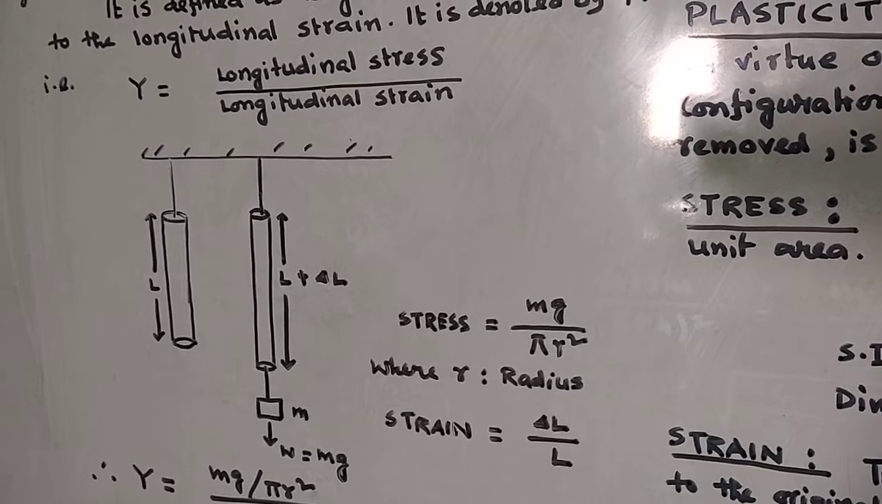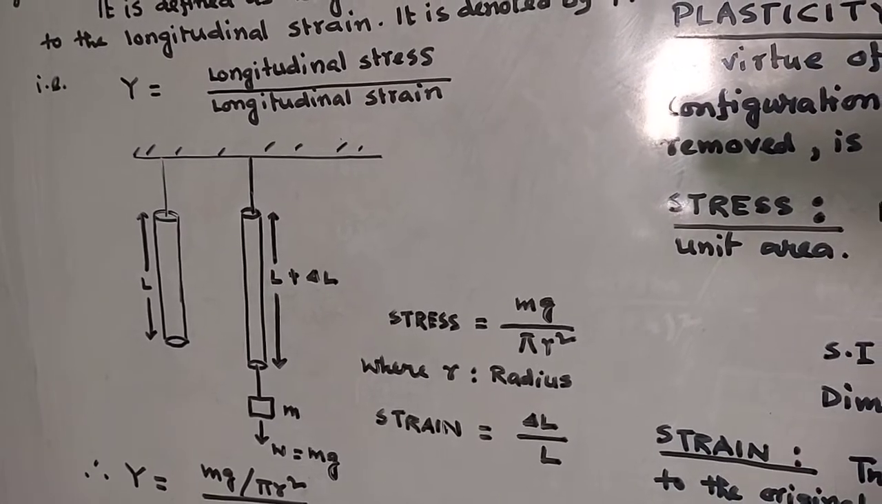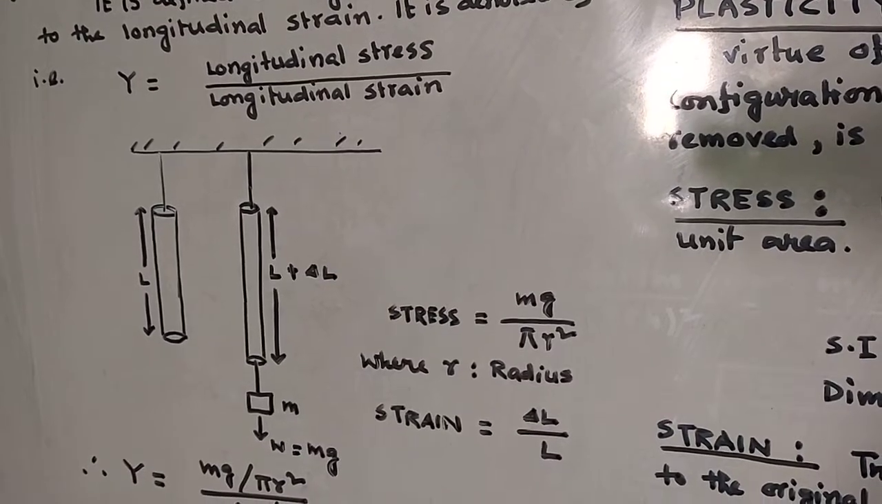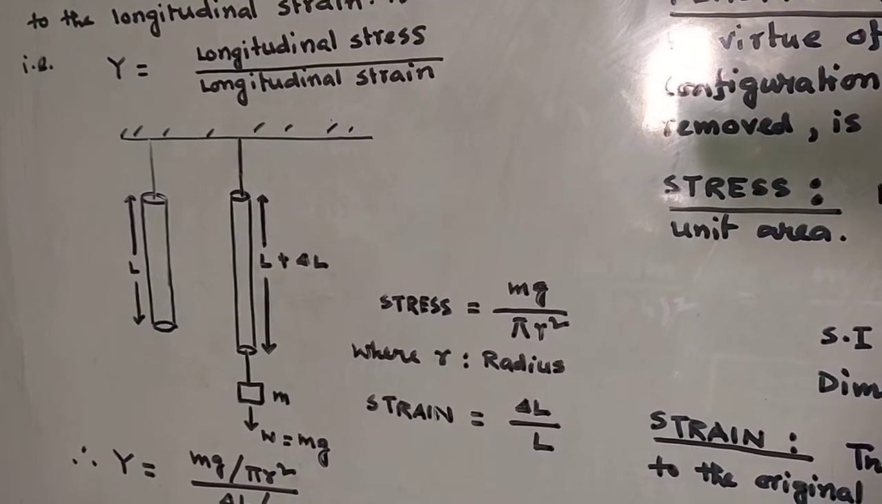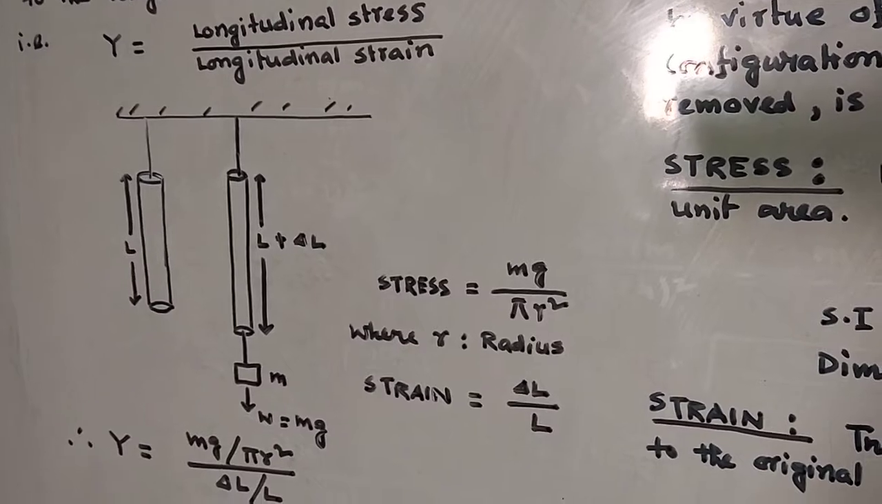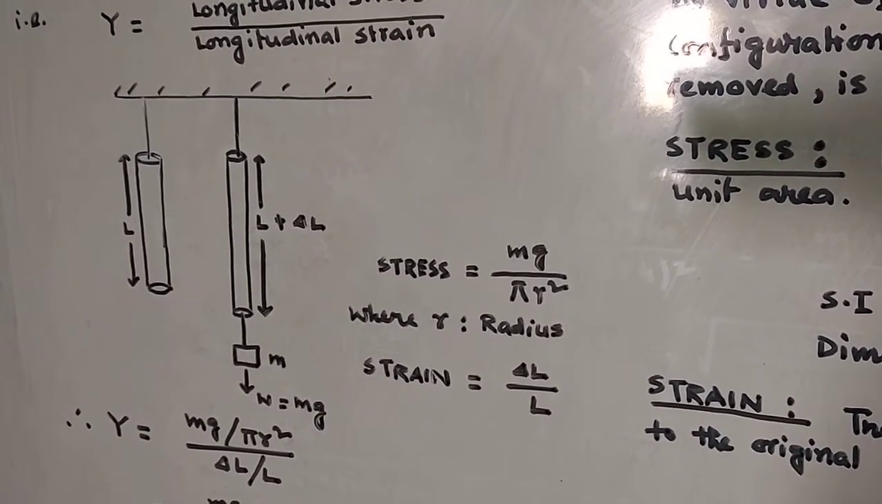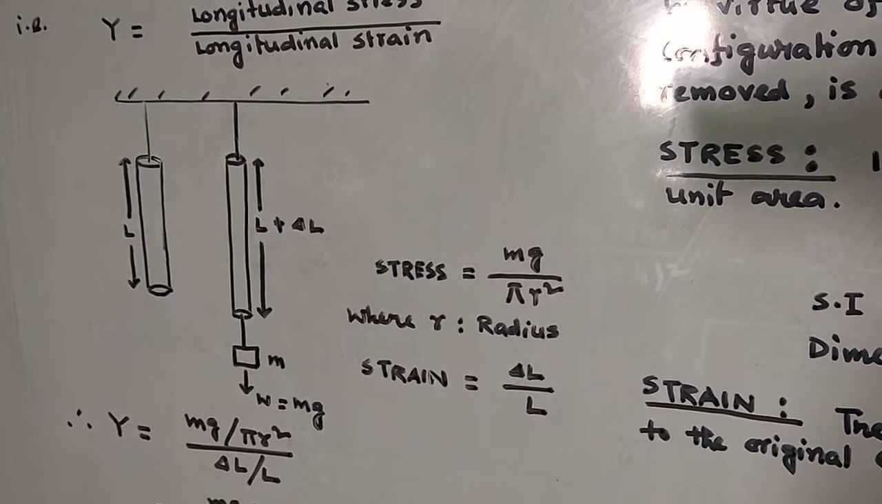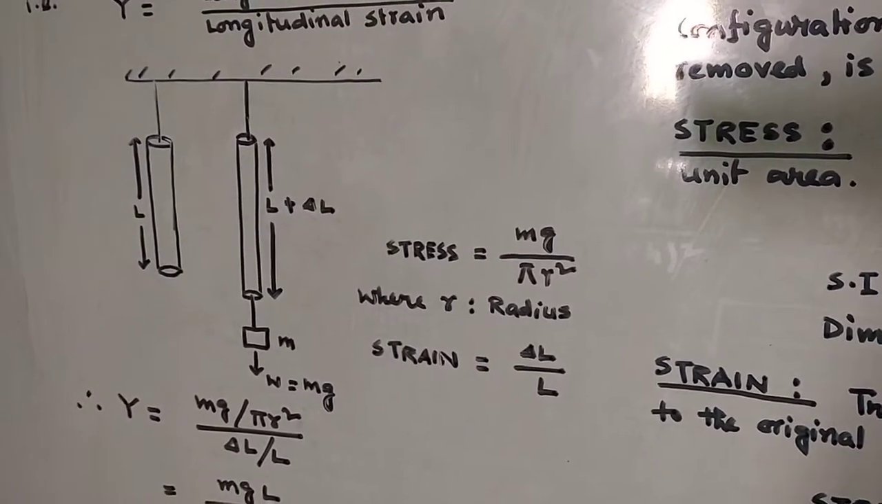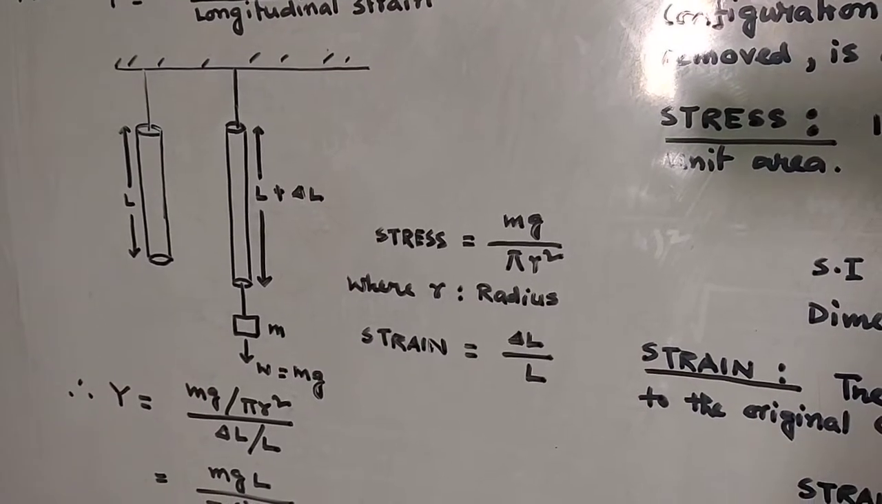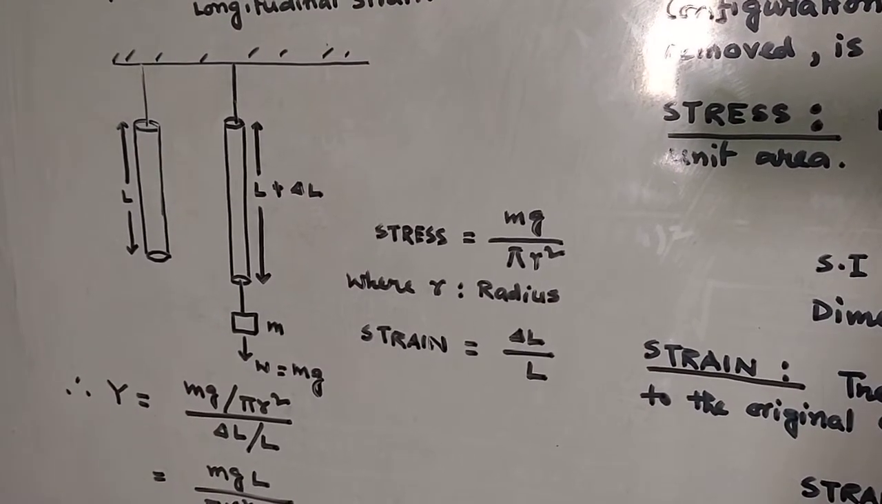Now when we hang a mass of small m, the weight will act vertically downward. So as a result, the string gets elongated and the area of cross section will decrease. The elongated length is L plus delta L. Delta L is the change in length, and this is caused by the suspension of the mass at the free end of the string, whose length is capital L. Now weight will act vertically downward, W equal to mg.